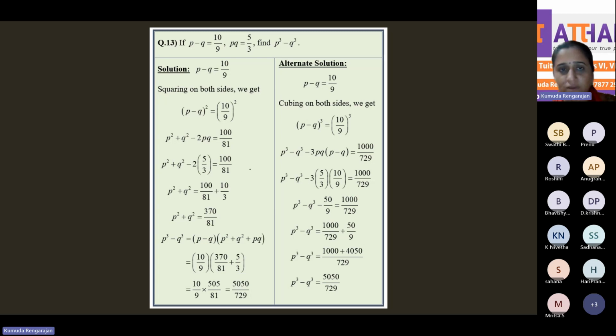So this is one approach. The alternate solution says take this, cube it on both the sides. So when you cube on both the sides, a minus b the whole cube is a cube minus b cube minus 3ab into a minus b is equal to 10 by 9 into 10 by 9 into 10 by 9, which is 1000 by 729. Now we have the value of pq, we have the value of p minus q in the question. Substitute, multiply, transpose, take the LCM to simplify, and this is the final answer, 5050 by 729.